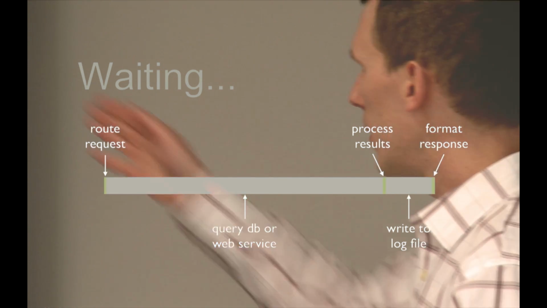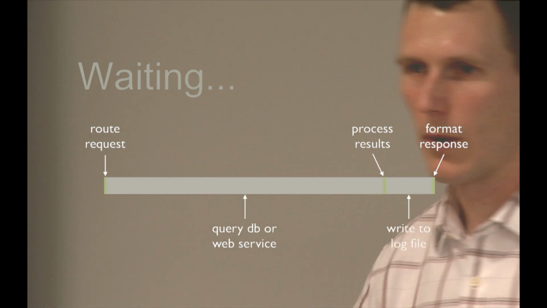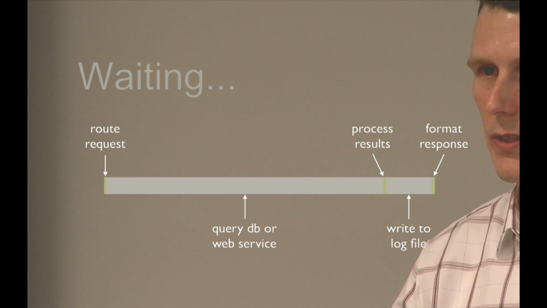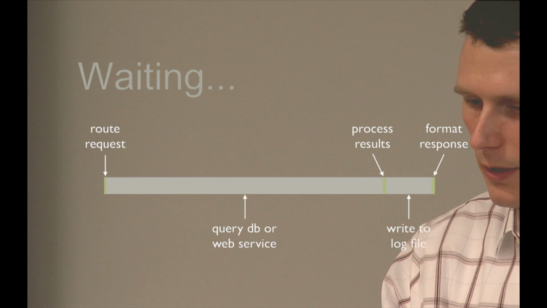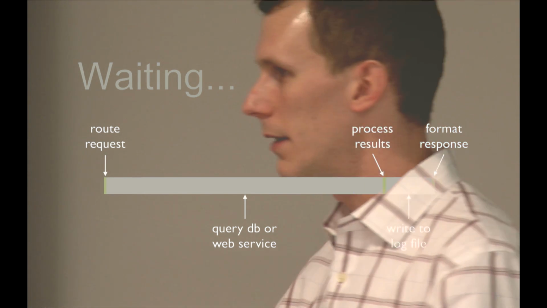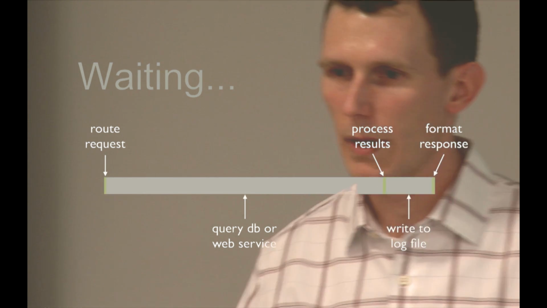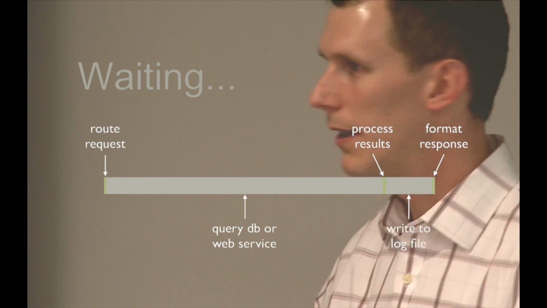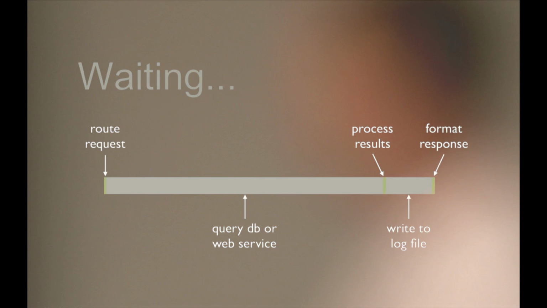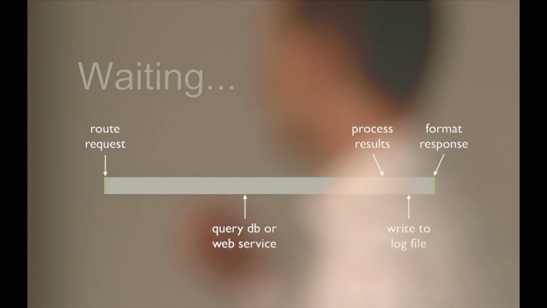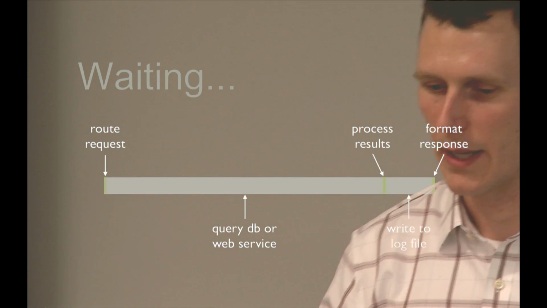In this example, right in the beginning, you're going to route the request. So maybe your application gets the request, parses the URL, decides which controller to invoke, passes it off to the controller, and the controller then maybe queries a web service or accesses the database, and then waits, right? Then it waits, and waits, and waits. And then eventually it gets to do something a little bit more. And then in this example, we're going to write to a log file, and then we're going to wait again for a while. And finally, we're going to format a response and send that back.